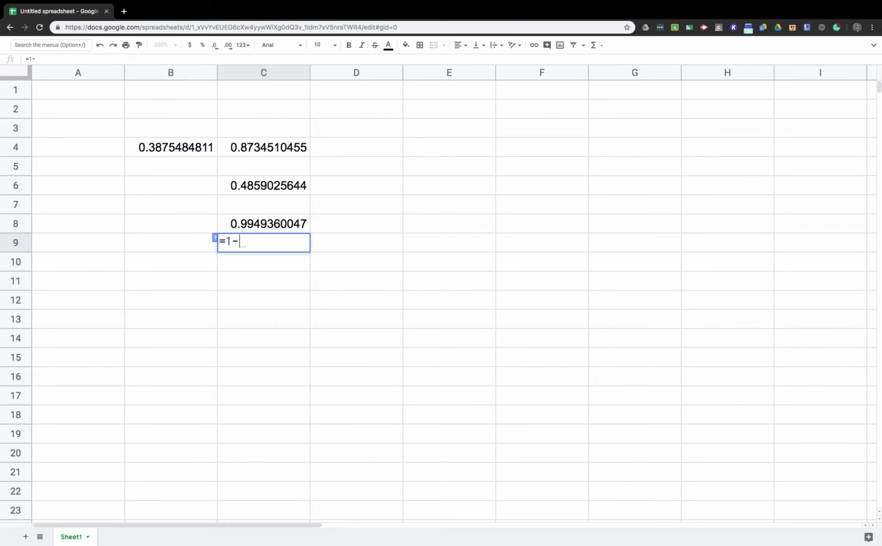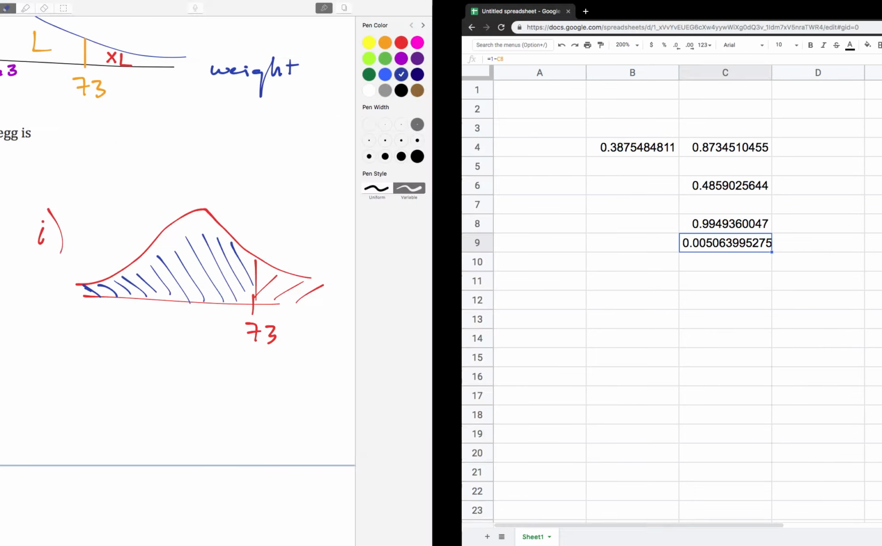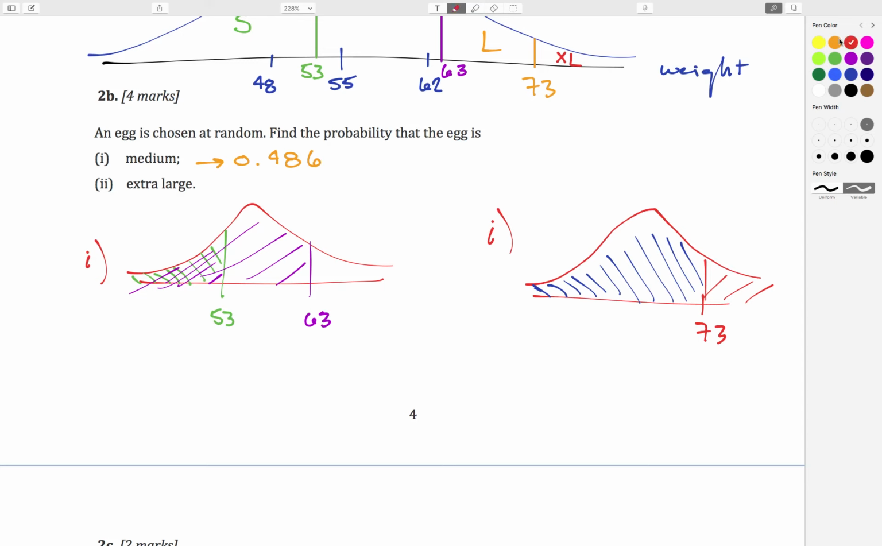So I subtract it from 1. That gives me 0.000506 probability of being an extra large. So extra large is 0.000506.